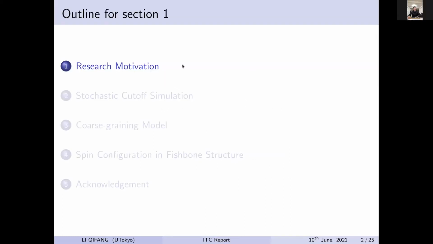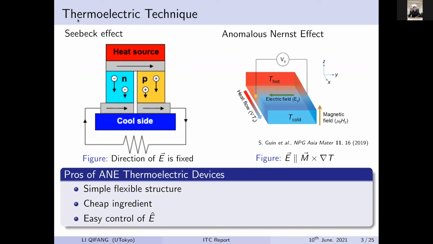First, I will introduce my research motivation. There are two main kinds of thermoelectric technique. One is the Seebeck effect, and another one is the anomalous Nernst effect. We will focus on the anomalous Nernst effect today. If I put a material with large anomalous Nernst effect in an environment with heat gradient, and the material is itself magnetized, we are able to observe an anomalous Nernst electric field E parallel to the cross product of the magnetization and the temperature gradient.